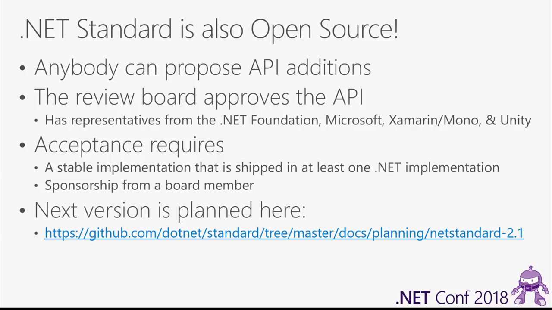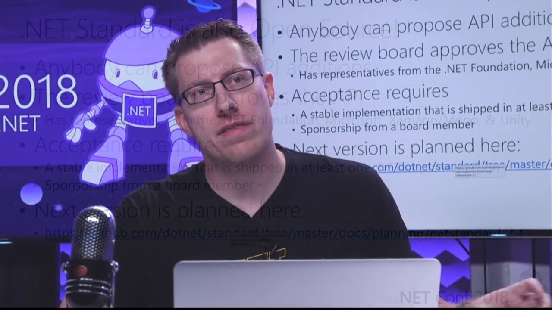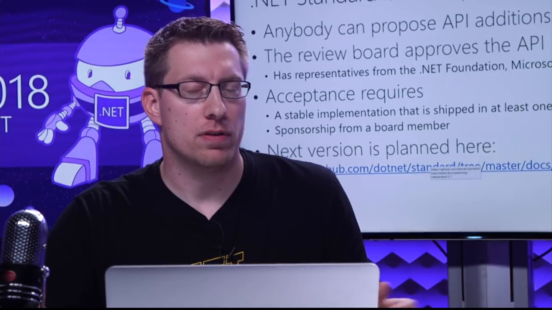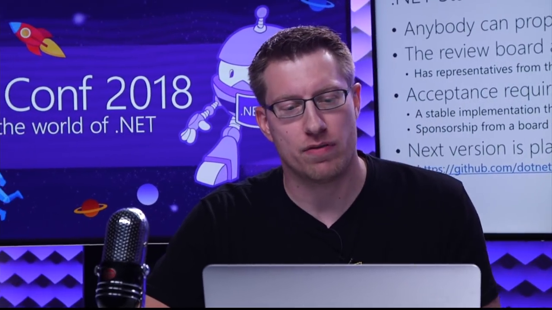And anybody can propose APIs to be added to the standard. The only two things we require is that the API already shipped somewhere in a stable form. So the .NET Standard Review Body is not an API design review body. It's not about building new technologies. It's more about deciding which technologies should be in the standard and become universal. So it is more about the latter, less about the former.